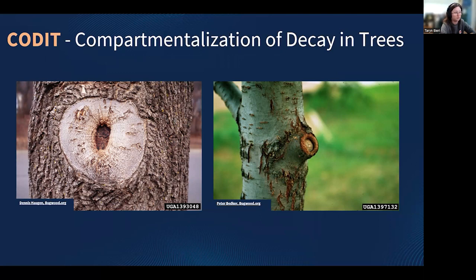You can see the 4th wall developing here. It's that light gray bark on the left photo and the kind of orange brown bark on the right. That's what we call the callus wood. It can take several years to fully compartmentalize these wounds.